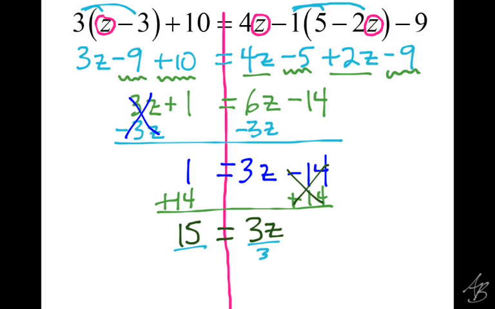Divide by 3. So those 3's cancel, leaving z. And on the left side, 15 divided by 3 is? 5.